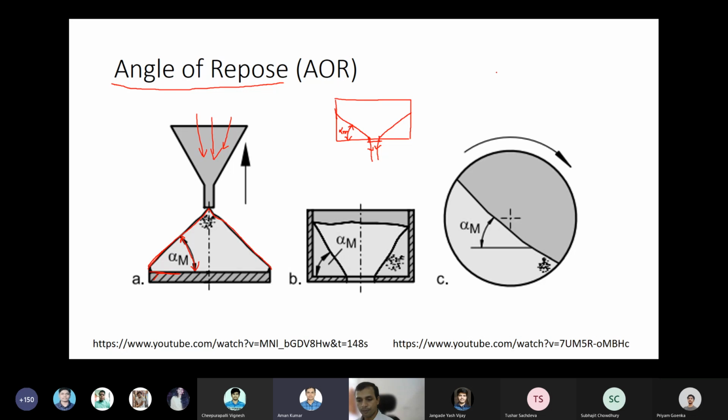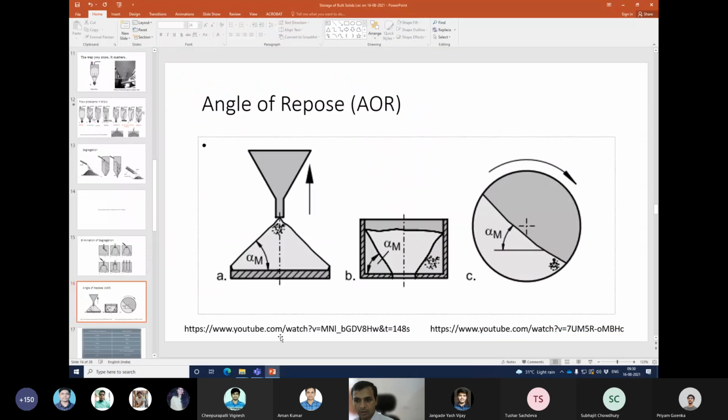Sir, can you again explain the first method? Which one, A or B? A. Okay. Instead of explaining, maybe I'll just show a video, and I think it will be quick to understand.